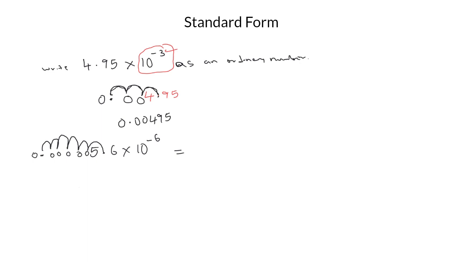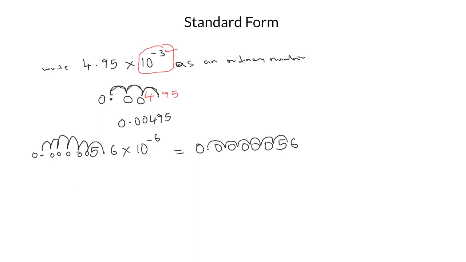So this is the same thing as 0.0000056. Okay, you can check. You can always check when you move it: 1, 2, 3, 4, 5, 6. So that's how to check for it.